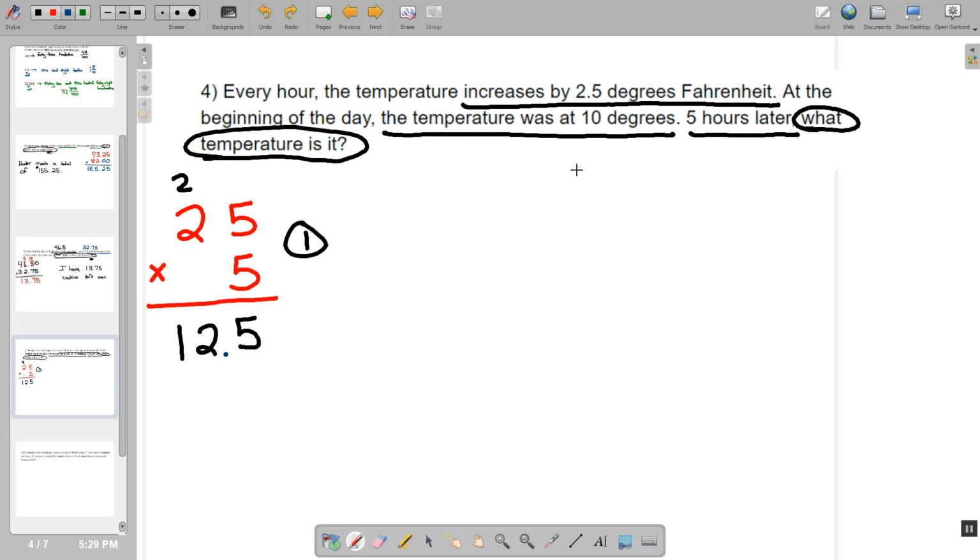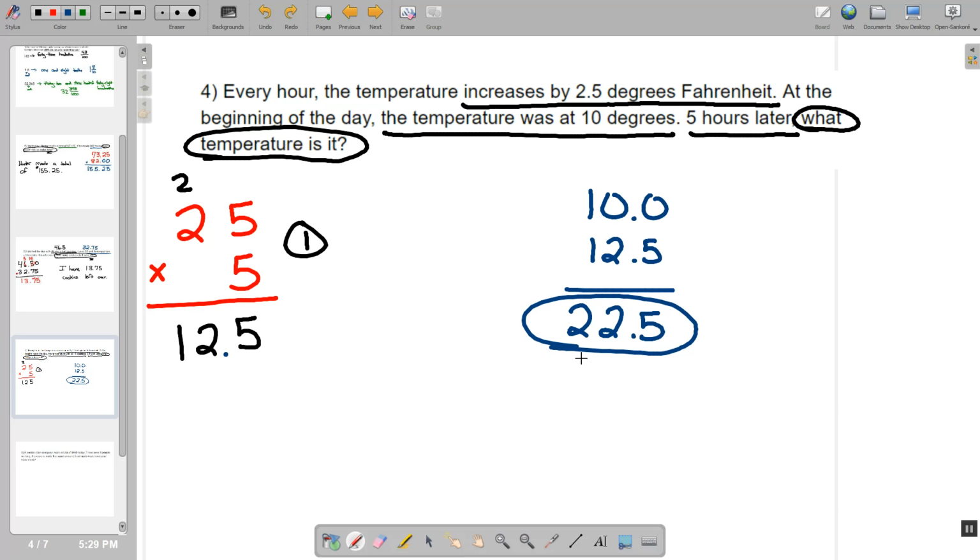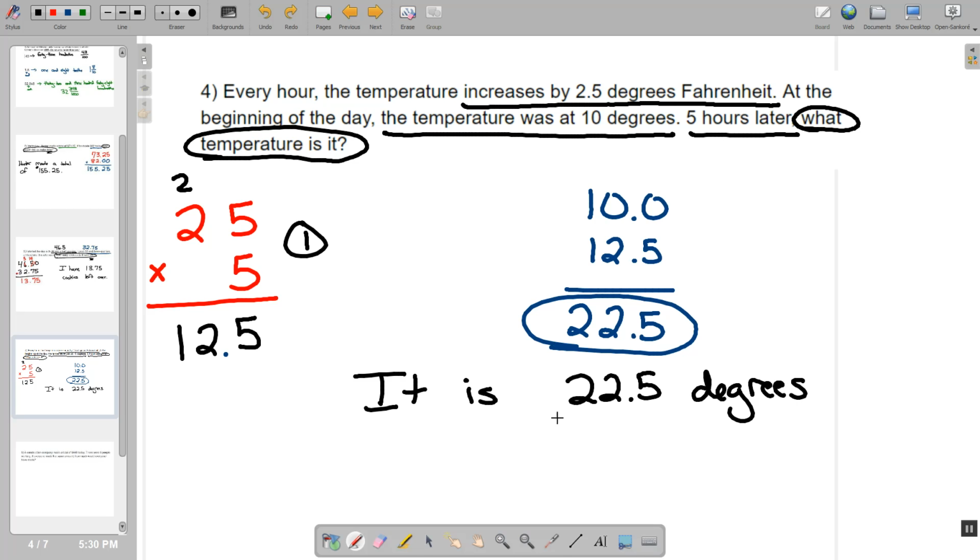And now we have to add our 10 degrees and our 12.5 degrees. Making sure to line up our decimal point. And so now, because we live in Maine, it's still very, very cold. It is 22.5 degrees now, or 5 hours later. There we go, 1 left.